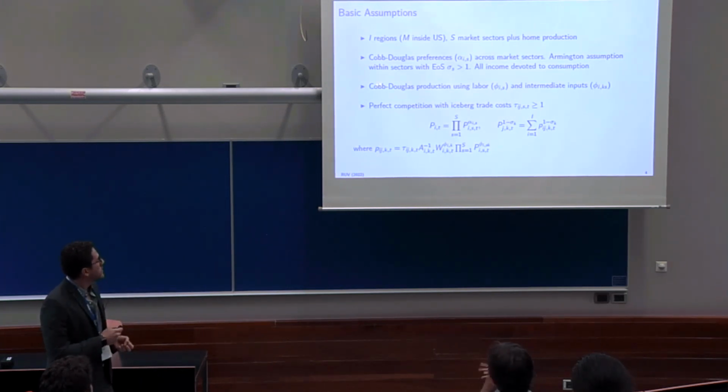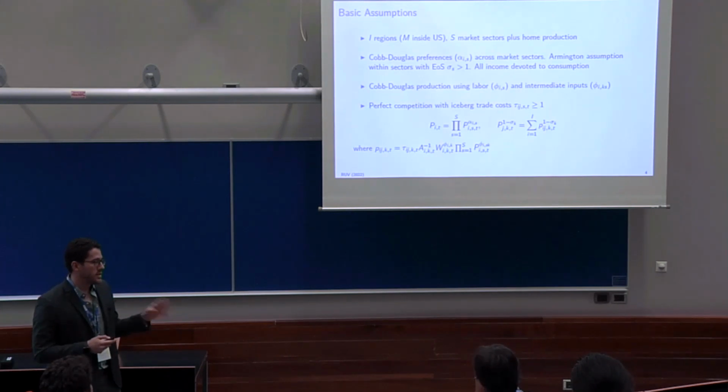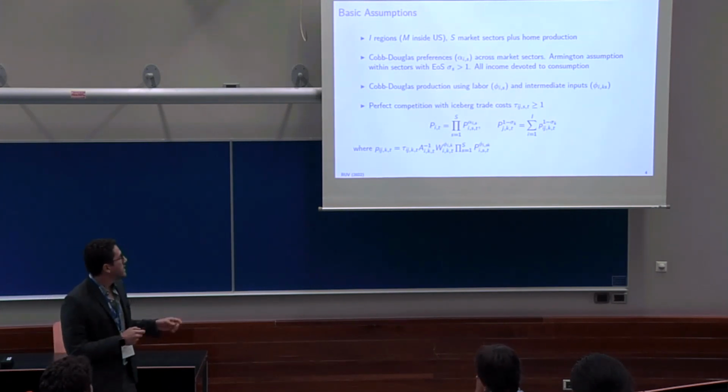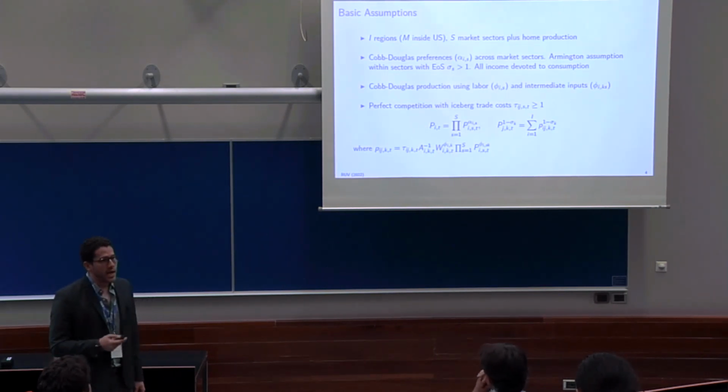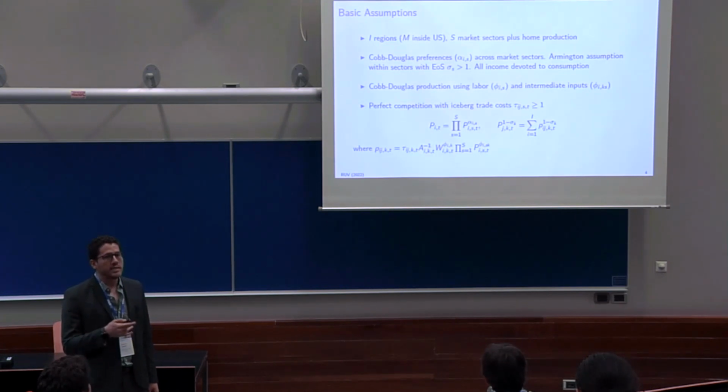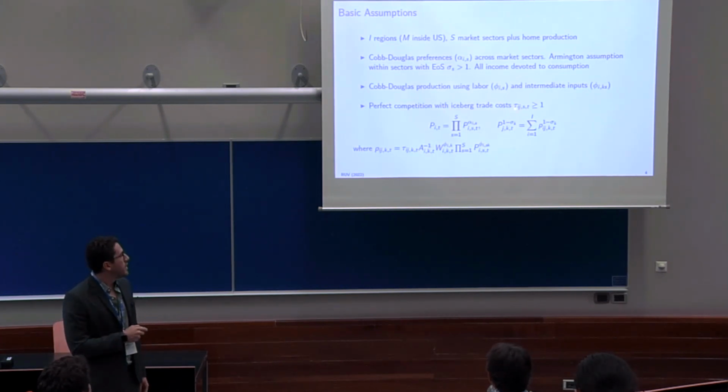In production, there's going to be a Cobb-Douglas production function where certain productivity, then labor with a certain share phi_IS, and intermediate input share phi_IKS of using the intermediate input of sector K in sector S in region I. And we're going to have perfect competition in production with iceberg trade cost tau_IJST of sending from region I to region J in sector S at time T.